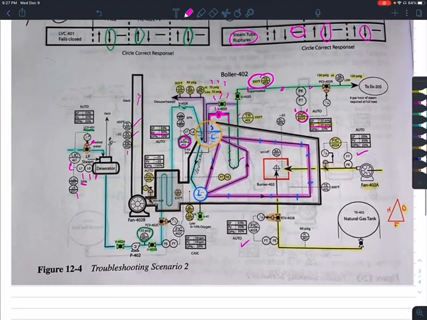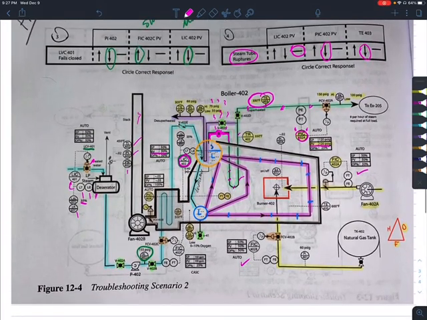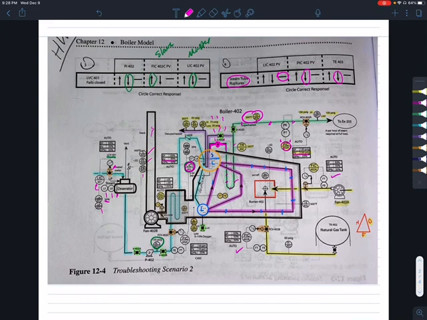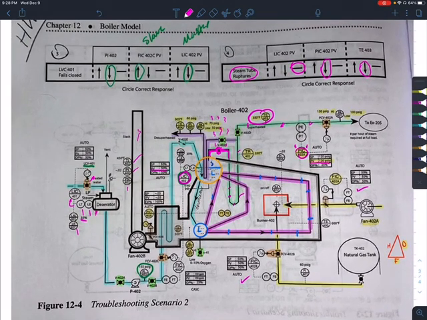And I think that's about it. I think I covered everything. Oh, tube boiler. So this is a water tube boiler. A little extra information. And I think that's it.